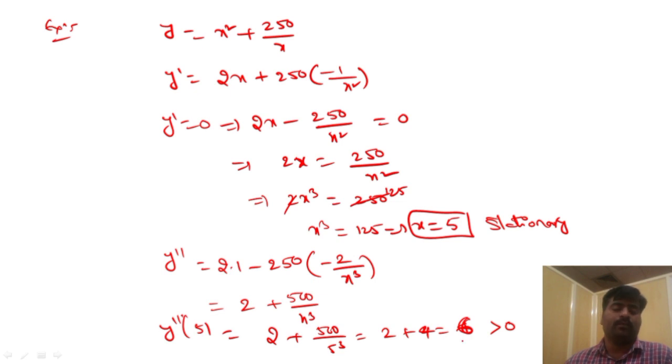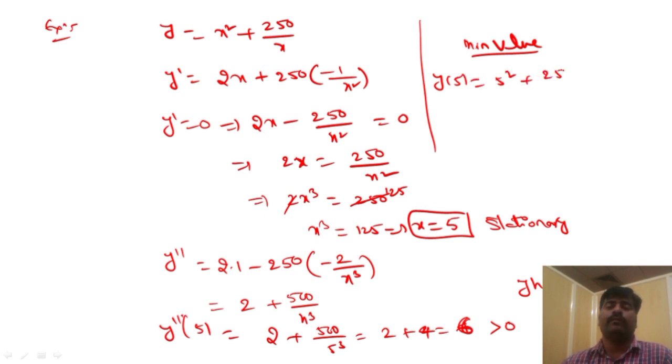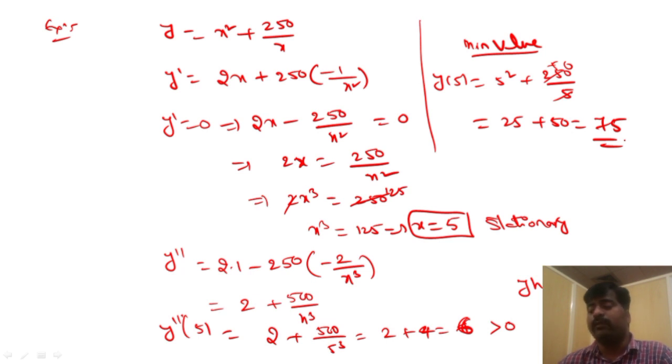Therefore y'' is greater than 0, so y has a minimum at x = 5. What is the minimum value? Substituting x = 5, y(5) = 5² + 250/5 = 25 + 50 = 75. The minimum value of y at x = 5 is 75. That will be the answer.